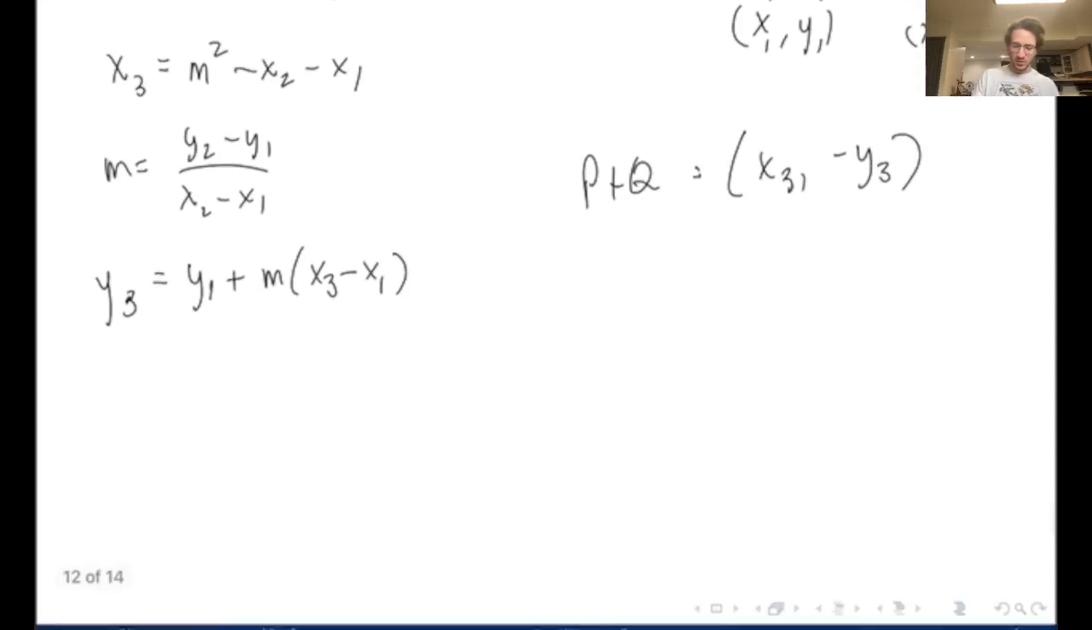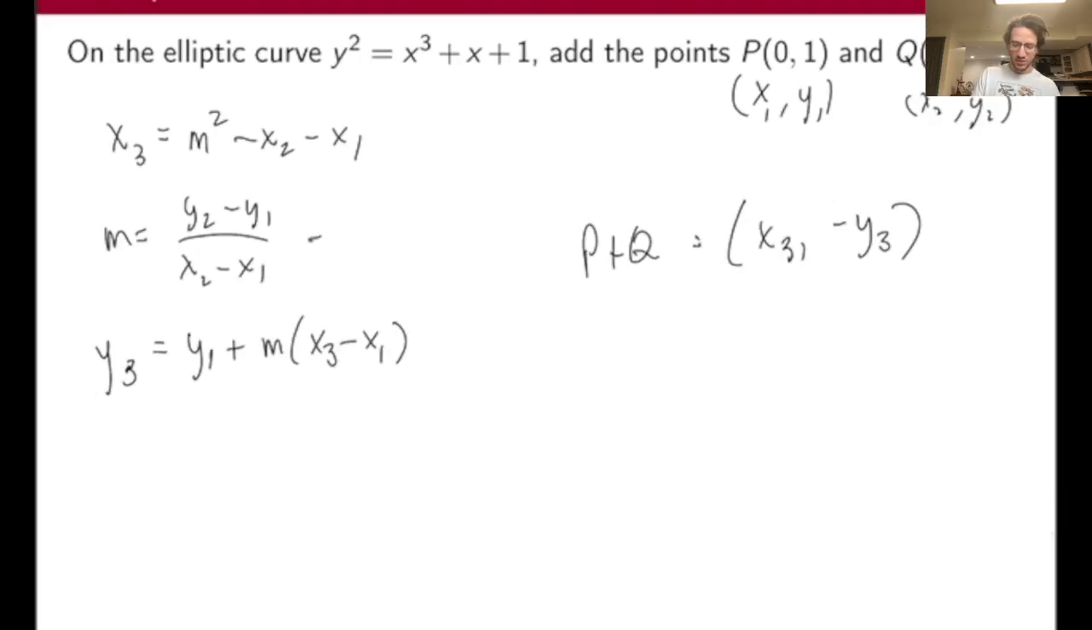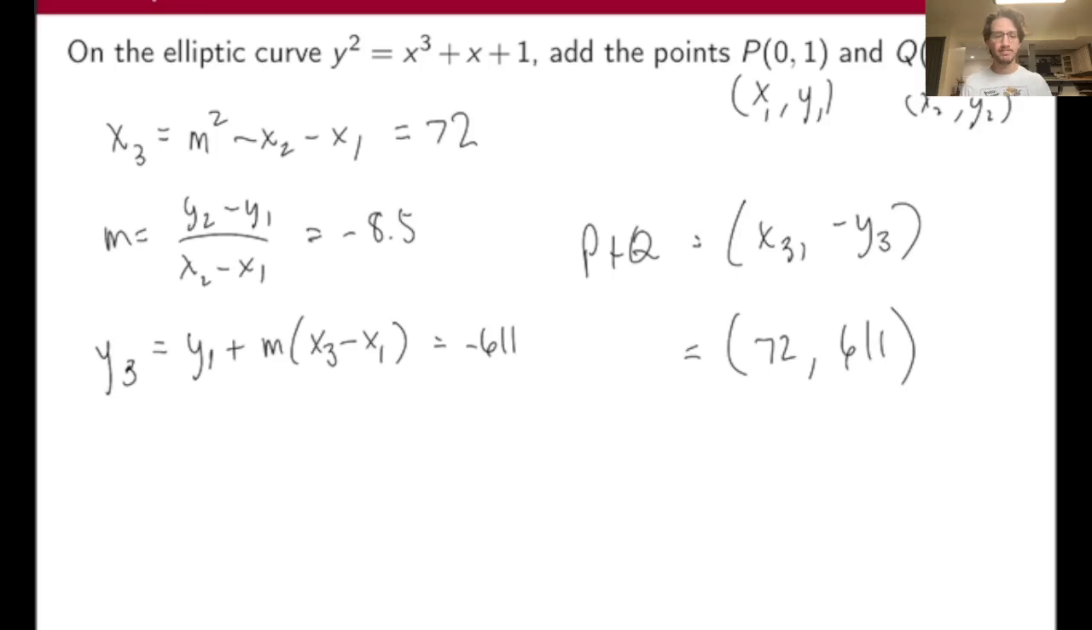Okay, so when we did this, we got our slope was -8.5, I think, if I remember right. Then x3 was 72, and y3 was -611. So that gave us 72, comma, 611. It's weird, I know, but it's a guarantee that when you define addition of points on an elliptic curve in this way, the set of points on the curve under this operation of addition forms a group.